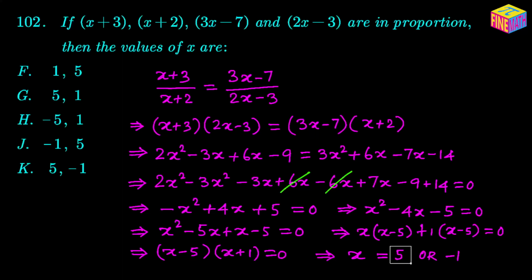One is the positive 5 and the other one is the negative 1. And if you look at our answer options, we have positive 5 and negative 1 under option K. So option K would be the correct option.